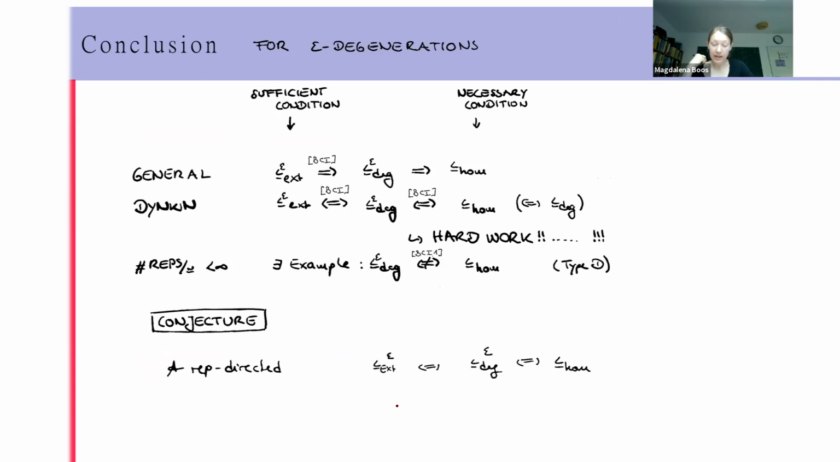Okay. And now the conclusion for the epsilon degenerations in general. What do we know so far? In general, if we have an epsilon x, we have an epsilon degeneration, and then we have a Bochum. So sufficient condition, necessary condition, that's done. In the Dynkin cases, we know that they're all the same. And then in the finite representation type, we have an example that it is not true in general.